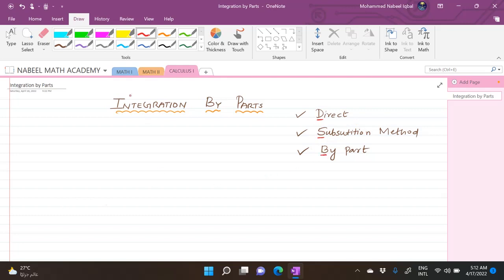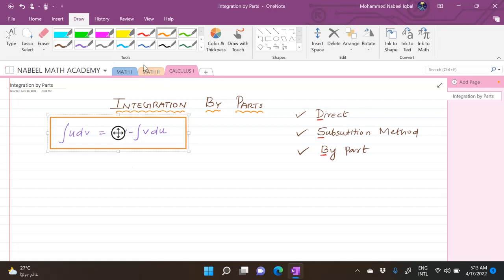So what is the integration by parts formula? You will have integral u dv equals uv minus integral v du. So this is the integration by parts formula. So we will solve one problem.